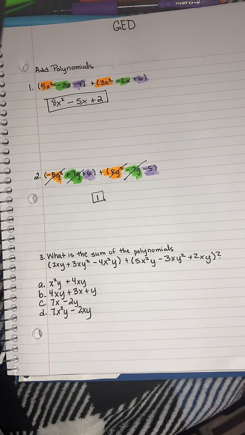Alrighty. So I'm going to give you guys a chance to answer number 3. Put it in the chat. Do you think it's A, B, C, or D?